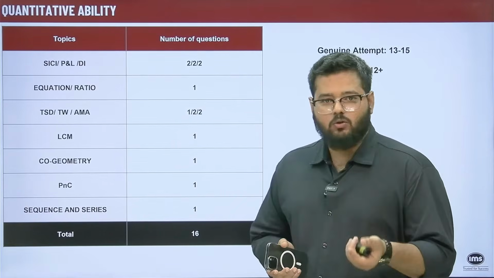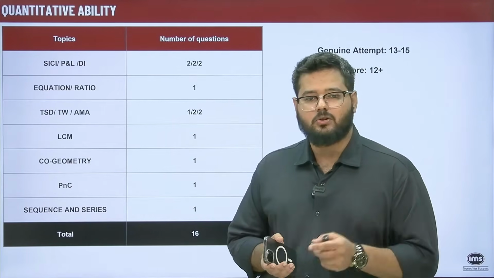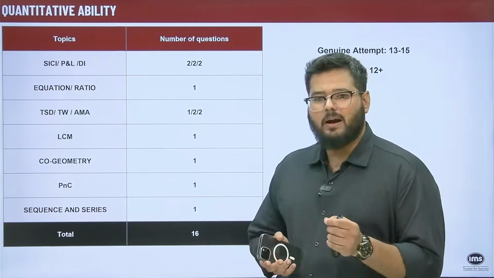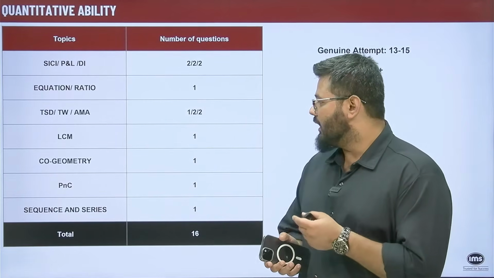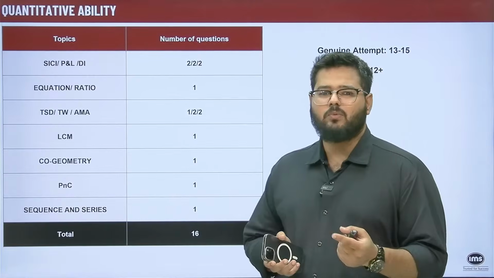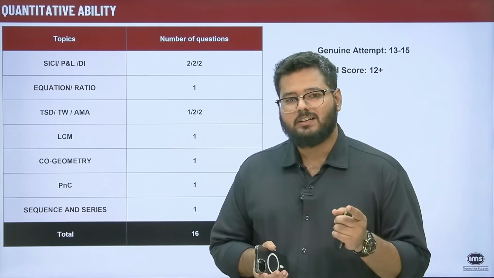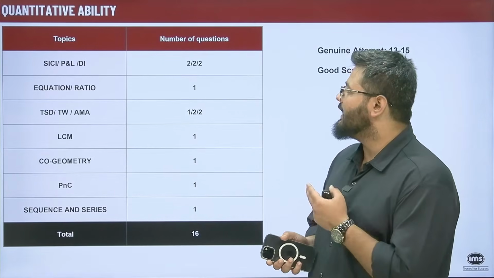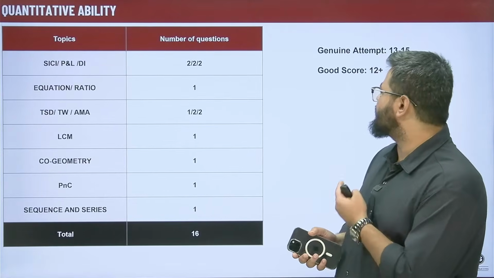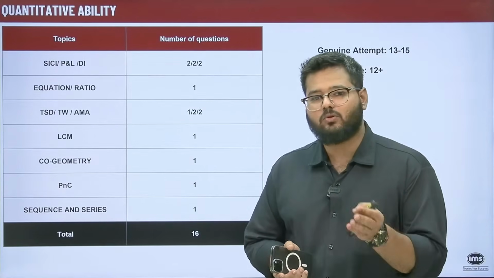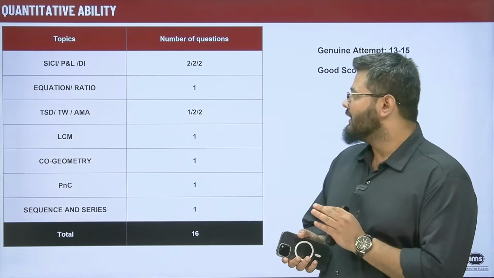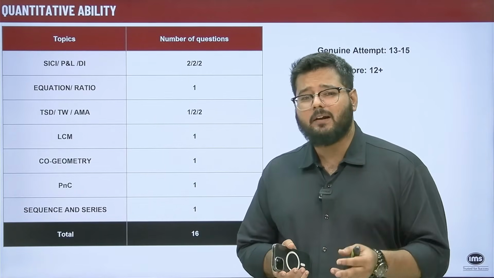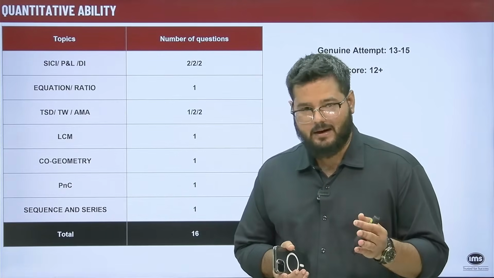There were no questions on HCF, but there was one question on LCM. In coordinate geometry, there was one question where you had to calculate the midpoint. In PNC, we had one question, and there was one question on progressions and one on series. So overall, this is the sectional breakup for the 16 questions in the QA section. Personally, I feel a student who has spent 20 to 25 minutes on a section like this should not have trouble getting a score of 12 plus if she is genuinely prepared for entrances like NPAT.